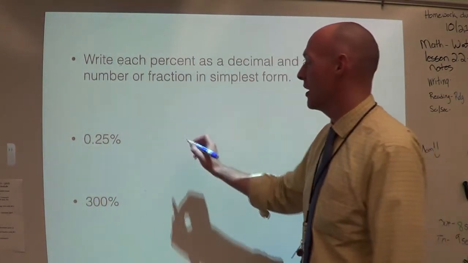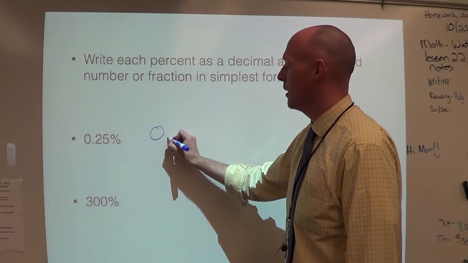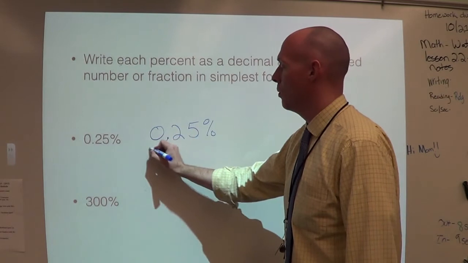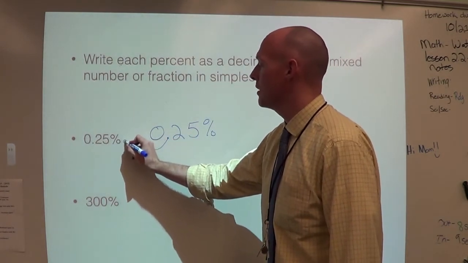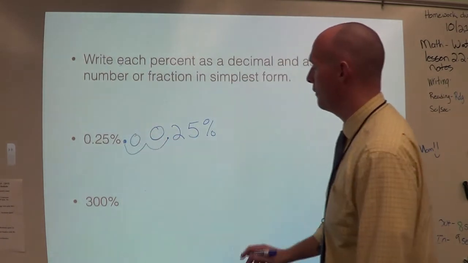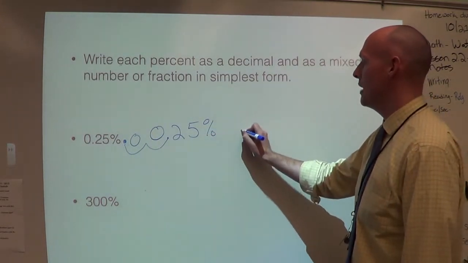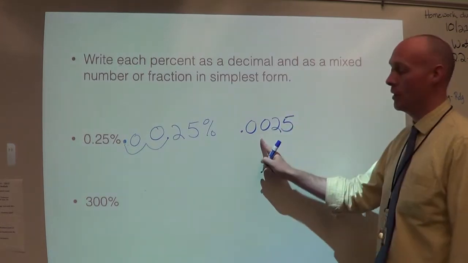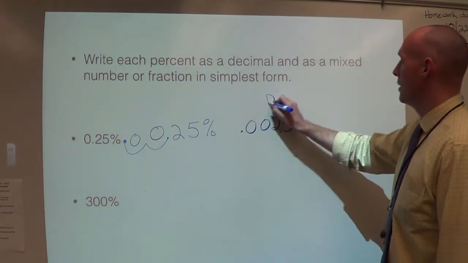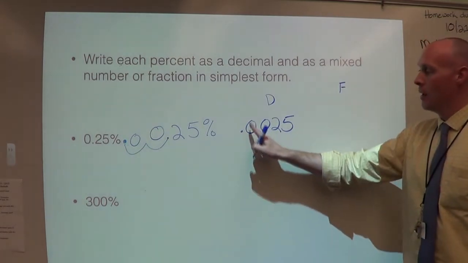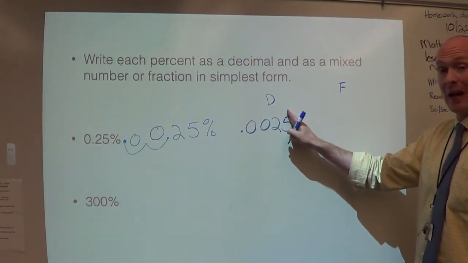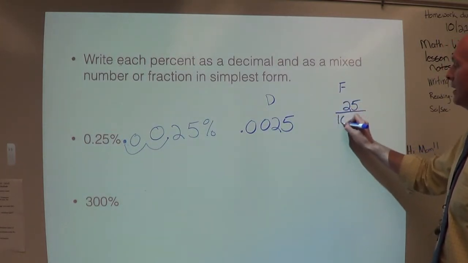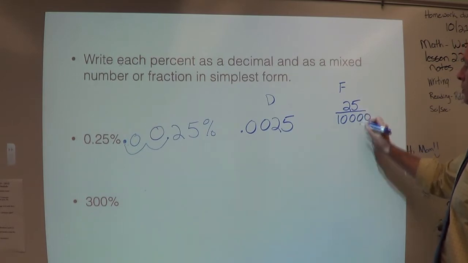I'm going to rewrite it just to illustrate it a little bit better. 0.25%. We're going to move it 1, 2 places, so now my decimal is here. Boom, boom, boom, perfect. So really what that is now is 0.0025. So that's what it looks like as a decimal. Now let's look at it as a fraction. Tenths, hundredths, thousandths, ten-thousandths. So it will be 25 over 10,000. Wow, big number.